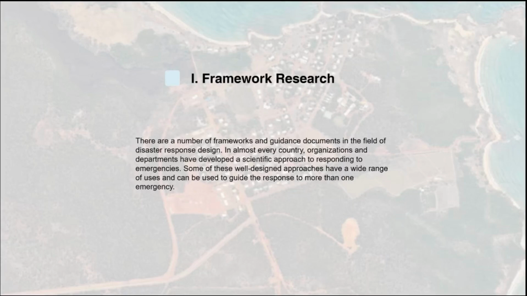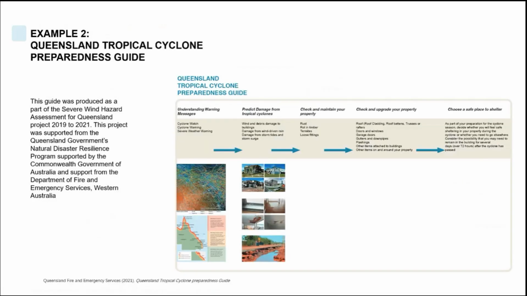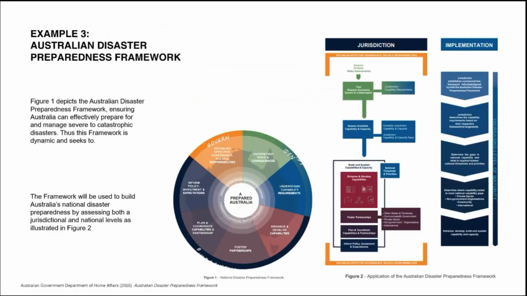The first part is the framework. Emergency response design relies on various frameworks developed across the world. A few notable examples include the National Disaster Risk Reduction Framework, which aims to reduce disaster risks, improve resilience, and build the capacity of communities, and the Queensland Tropical Cyclone Preparedness Guide, which illustrates how to prepare for severe wind hazard and offers strategies, and the Australian Disaster Preparedness Framework, which emphasizes both jurisdictional and national coordination.